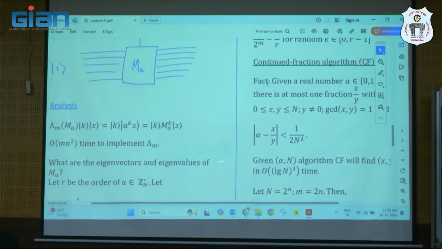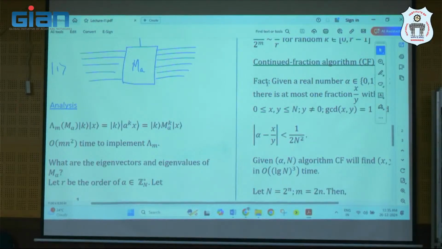What are the eigenvectors and eigenvalues of MA? Let us ask this question now. Remember, we are trying to do phase estimation, so we want to identify the eigenvectors and eigenvalues of this unitary matrix MA. Let R be the order of A.